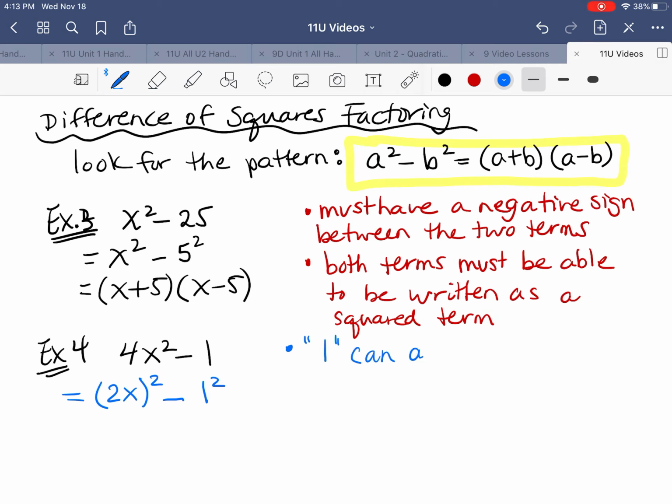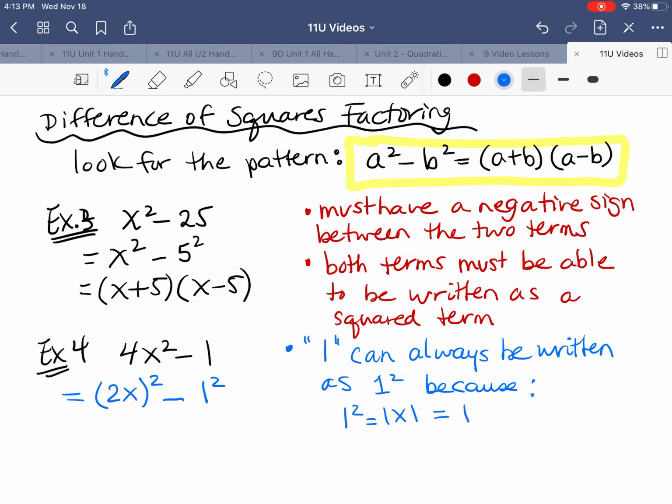So 1 can always be written as 1 squared, because 1 squared is equal to 1 times 1, which still just gives us 1. We could also just write 1 as like 1 to the power of 4, because that will give us 1 times 1 times 1 times 1, which still just gives us back 1. And I'm going to put etc. here because we can continue on in this vein.